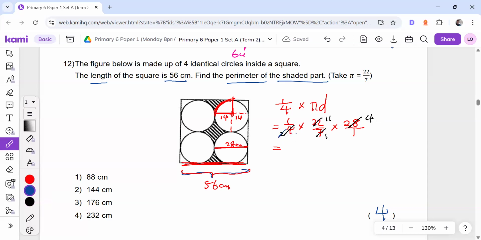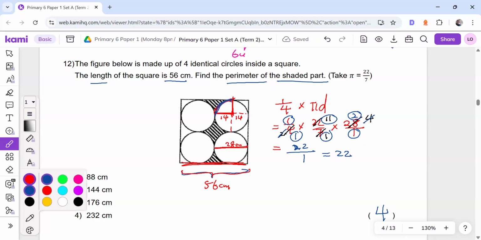2 divided by 2 is 1. 4 divided by 2 is 2. All right? Okay, cannot cancel already. Circle them and multiply the numbers. So you multiply the numerators, you get 22. Multiply the denominators, you get 1. So what is 22 divided by 1? Which is 22. So the circumference of one quadrant is 22 cm.